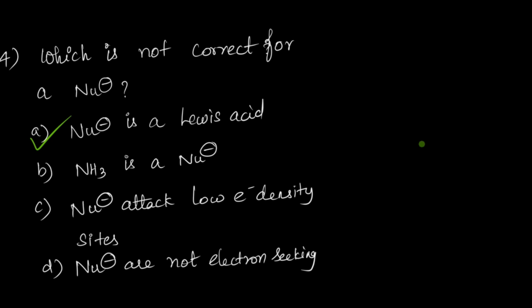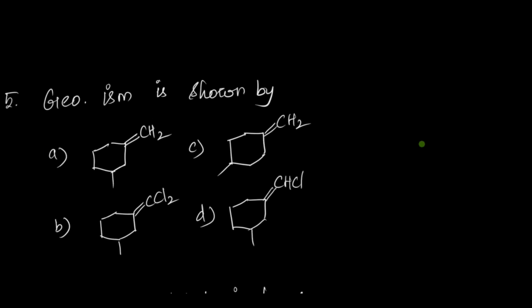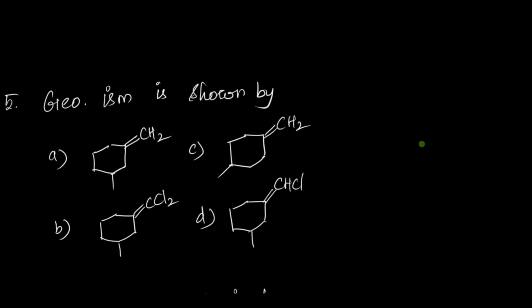You can see the other options as well. Ammonia has a lone pair in it. The nucleophile attacks the low electron density center, of course, and nucleophiles are not electron seeking. They are already rich in electrons. Then comes the next question, geometrical isomerism is shown by, just quick, it should take only 10 seconds.